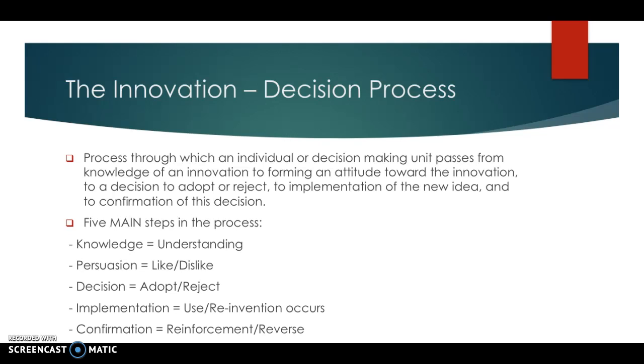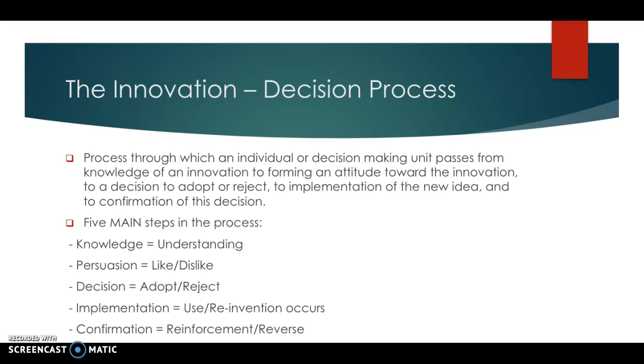Persuasion. Individuals form a favorable or unfavorable attitude toward the innovation. Decision. Individuals engage in activities that lead to an adoption or rejection of the innovation. Adoption is making use of an innovation as the best course of action available. Rejection is to refrain from adopting the innovation or to adopt it later.